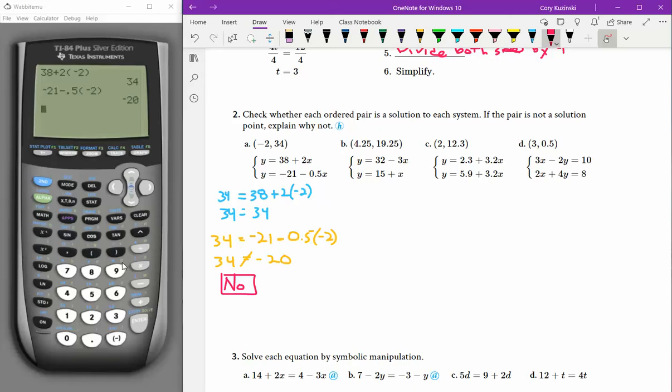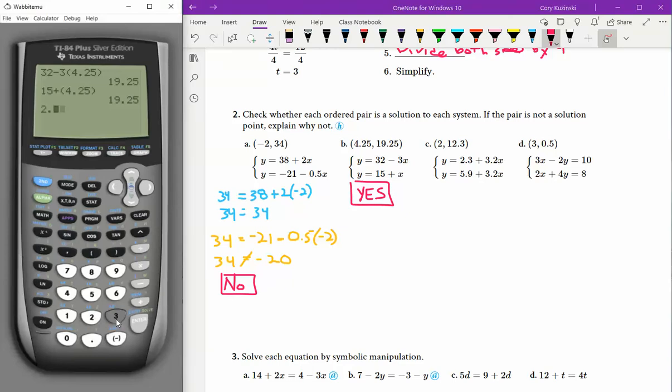All right. Let's speed things up here a little bit, and we got these decimals, so we'll just use the calculator here, I think. 32 minus 3 times that x value, 4.25. Oops. What did I do wrong? Oh. There we go. That gives us 19.25, and that's what we wanted to get, the 19.25. So let's do 15 plus 4.25, and that's going to give me 19.25 as well. So this is a yes, because the point works in both equations.